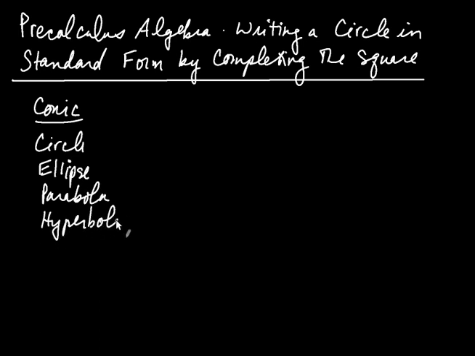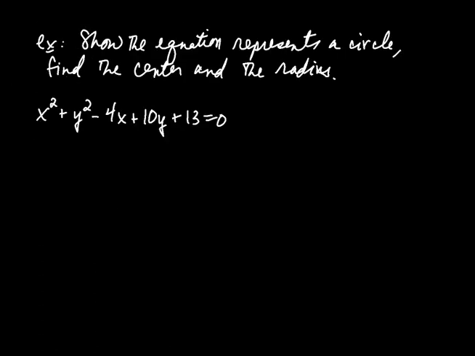So the technique we're going to do for writing the circle in standard form in this video also applies to these other conic sections that we're going to be studying later on in this course. All right, let's see how this goes. So let's show that the equation represents a circle and then find the center and the radius of that circle.